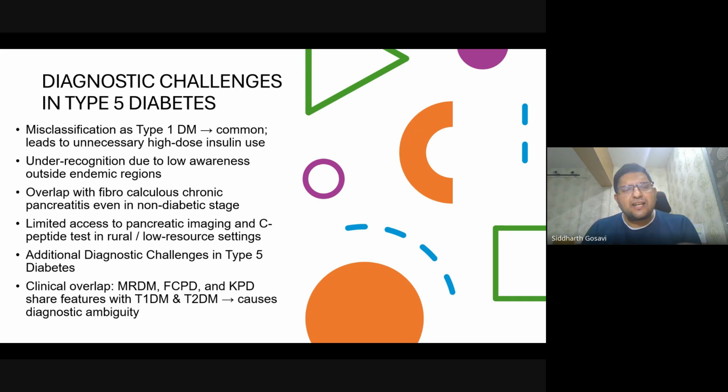Additional diagnostic challenges in type 5 diabetes: there is always, as I said, clinical overlap between MRDM, FCPD, and KPD. Some of them share features with type 1 and type 2. This causes a lot of ambiguity before starting treatment. So it has to be very clearly differentiated from type 1 diabetes, very important.